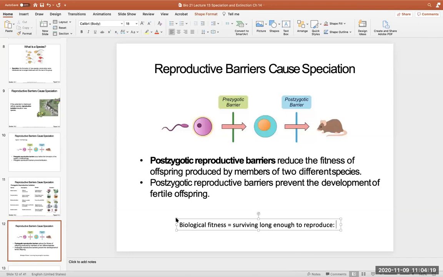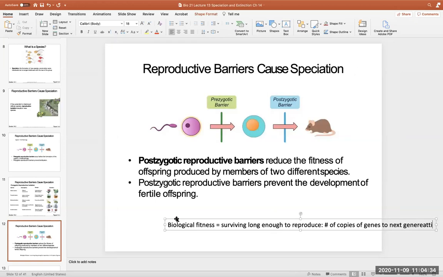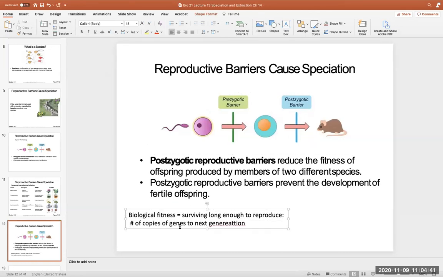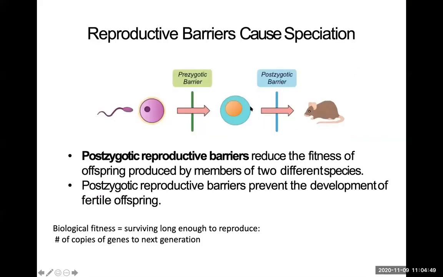And in other terms, I would say number of copies of genes that are passing to the next generation, and that happens through reproduction. So if there's a reduced fitness, then this organism might not live long enough in order to reproduce. Therefore, these genes are not going to pass.